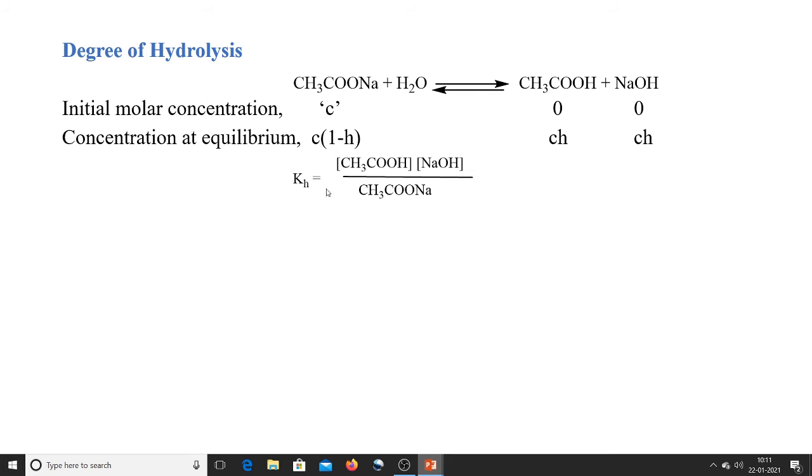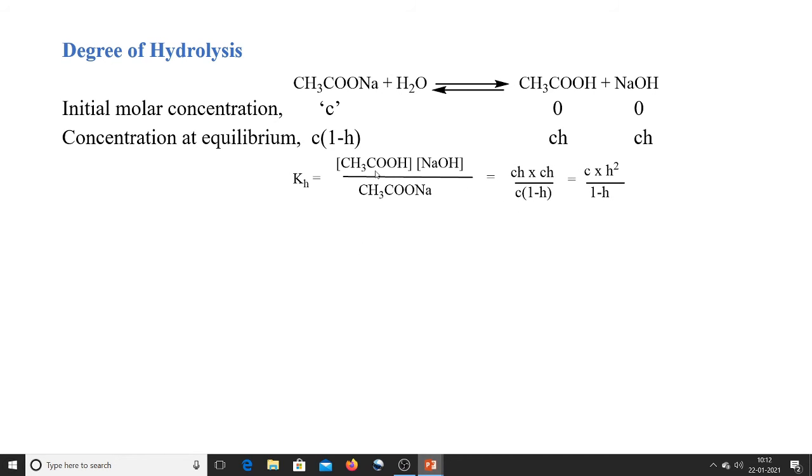So we can write Kh, that means the hydrolysis constant of salt, is equal to products divided by reactants. Here the products are CH3COOH into NaOH upon CH3COONa. Here also the water molecule is taken as constant. So this is the Kh.